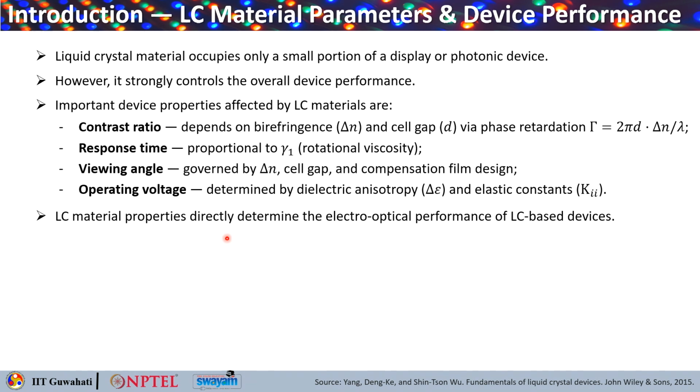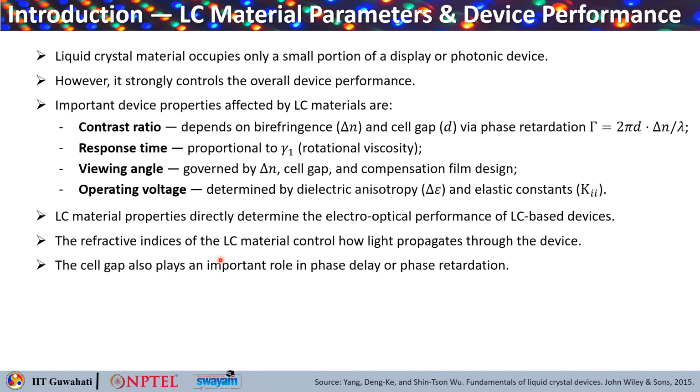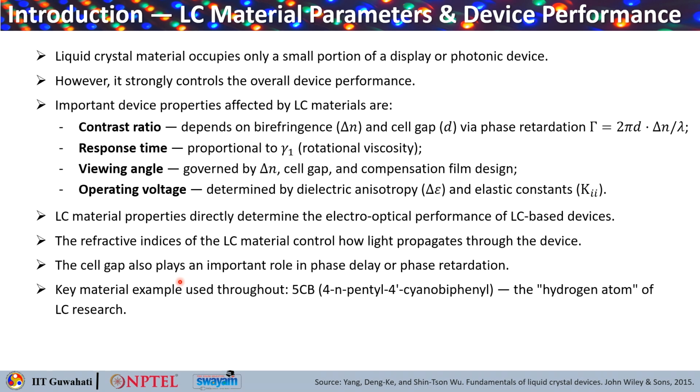So liquid crystal materials directly determine the electro-optical performance of liquid crystal based devices. The refractive indices of the liquid crystal material basically control how light is going to propagate through your device. The cell gap also plays an important role because that determines the phase delay or the phase retardation. So the key material example that will be used throughout here is 5CB, that is 4-n-pentyl-4'-cyanobiphenyl. This is basically the hydrogen atom of the liquid crystal research.